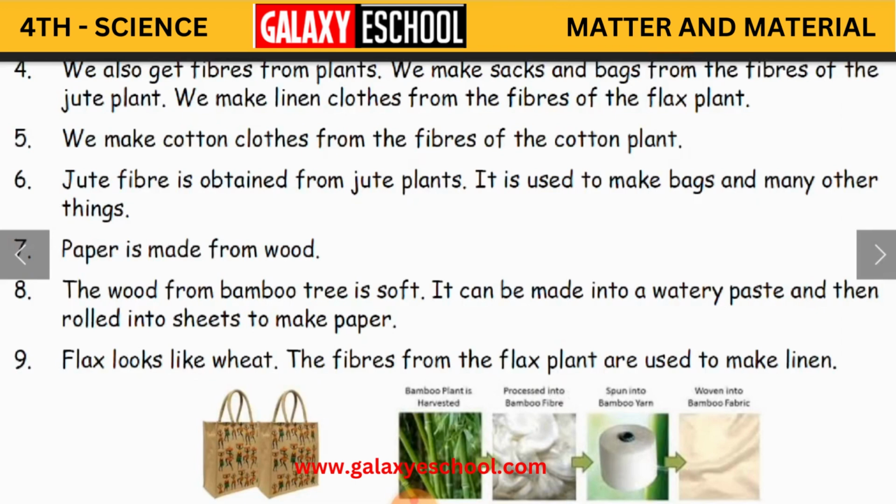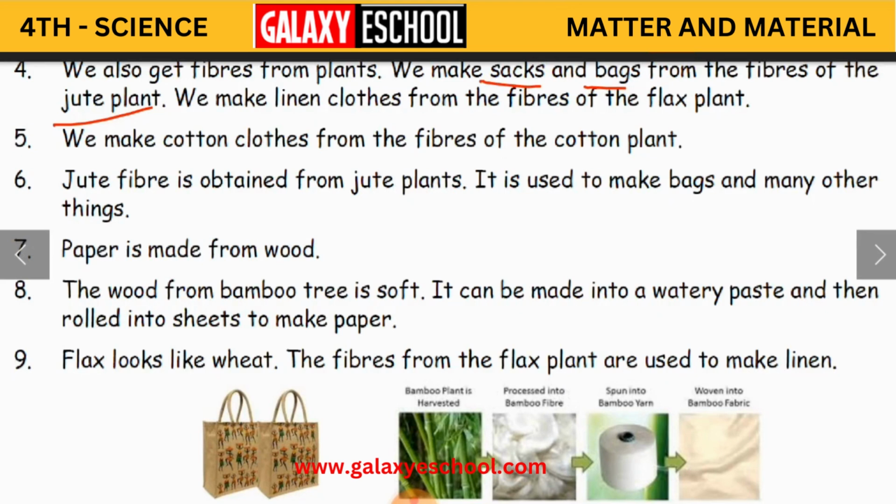Now we also get fibers from plants. We make sacks and bags from the fibers of the jute plant. Sacks are used to store a large quantity, like 25 kgs or 50 kgs of rice. You have jute sacks. And we also use jute bags in our daily life to carry vegetables, and mothers or sisters use them as handbags, because they are very eco-friendly. They do not cause any pollution to the environment. That is why these days people use more jute bags, because that is a natural product.